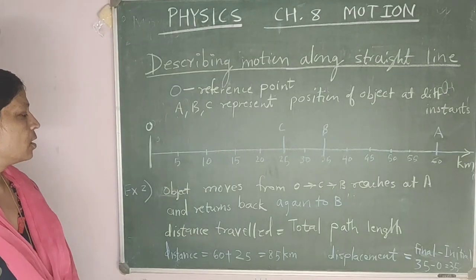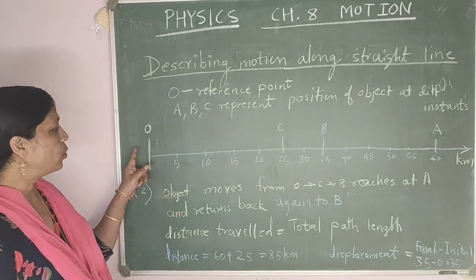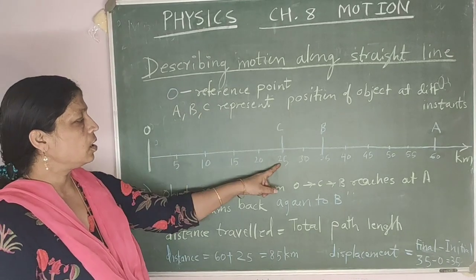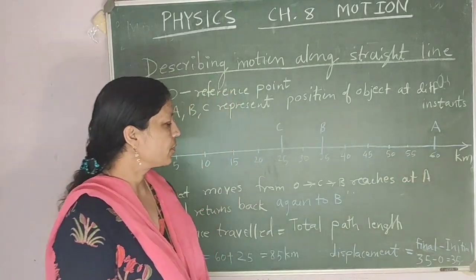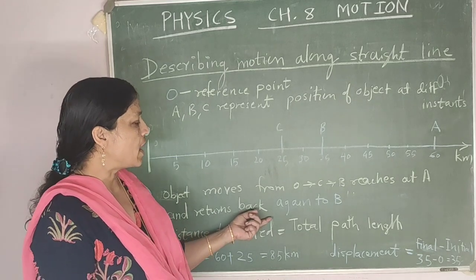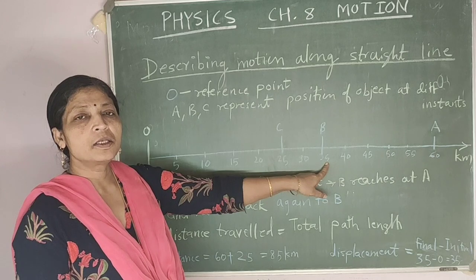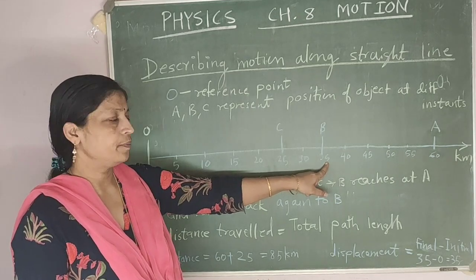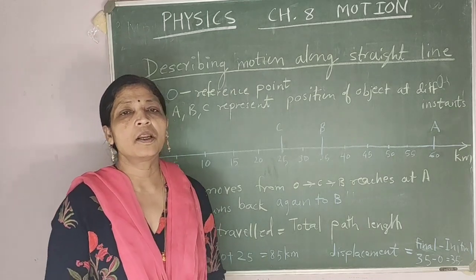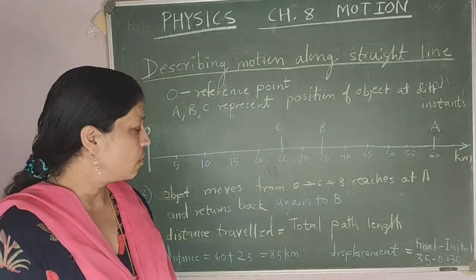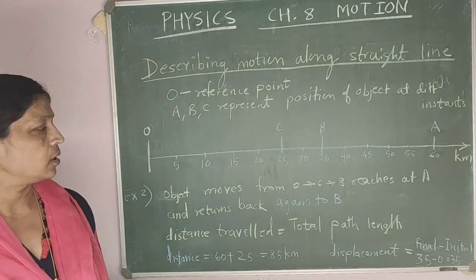Now we are discussing the second example. The object moves from O to C, then B, and reaches A, and again returns back to B. Now we want to find out the distance traveled. And as I said, distance traveled is equal to the total path length.